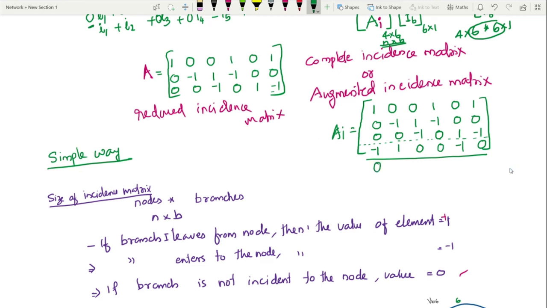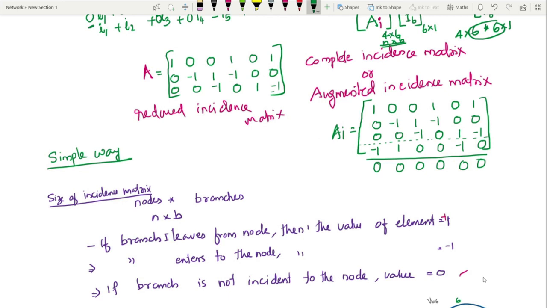The sum is 0. Here also the sum is 0, the sum is 0 here. So what is the inference? The algebraic sum of column entries of the complete incidence matrix is 0. This property we can effectively utilize to reduce the computation burden. This is one of the very important properties of the incidence matrix.